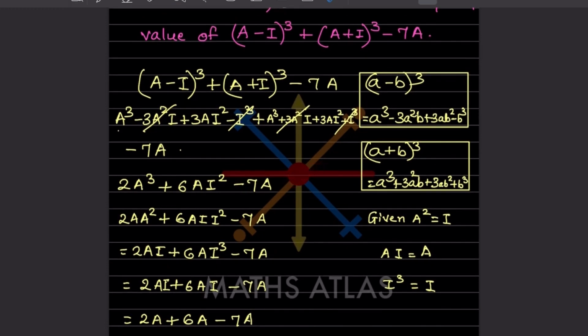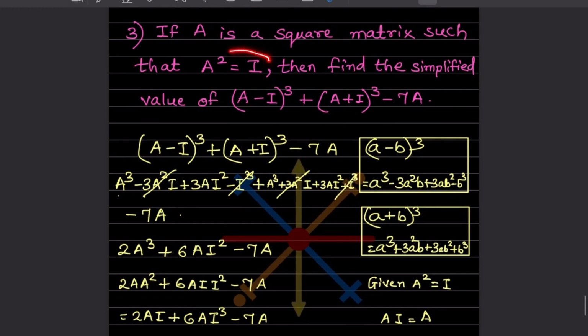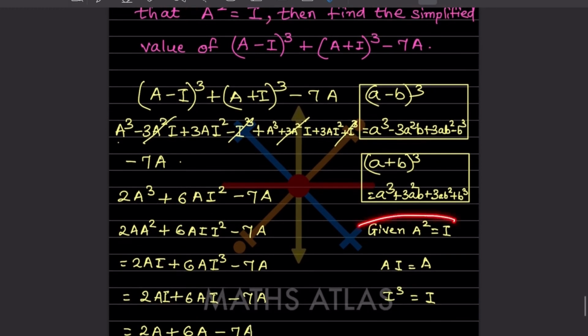Now look at here, this A cube we can also write as A into A square. And what is given here: A square is equal to I. So given is A square is equal to I. So now we can also write this A as AI, and this I square is as it is, and this will be as it is.